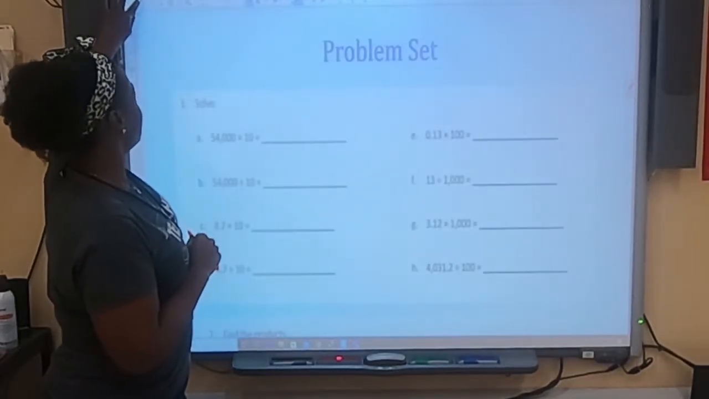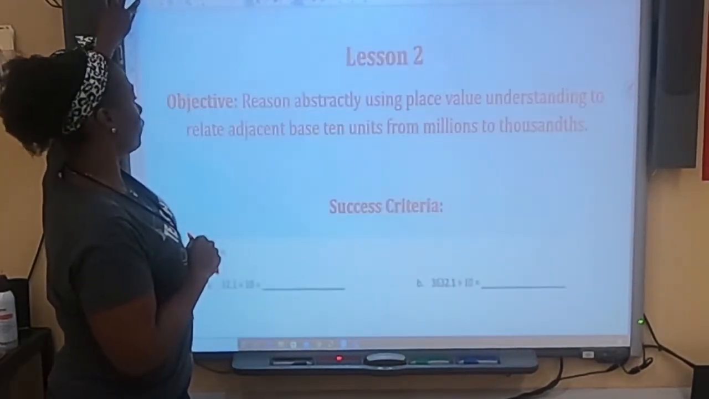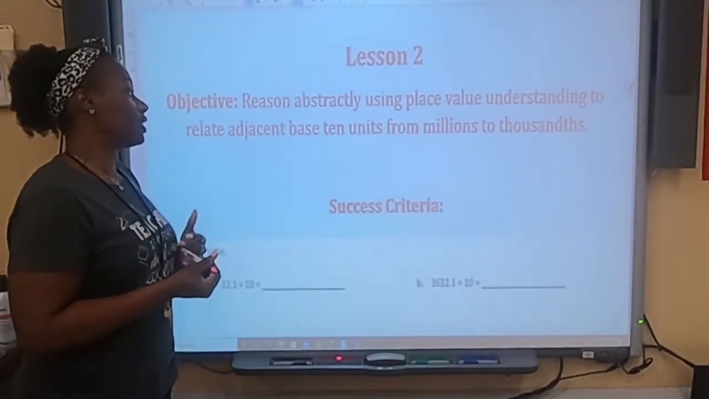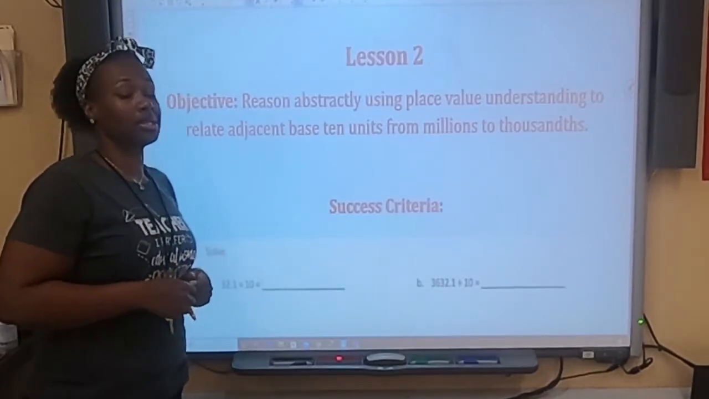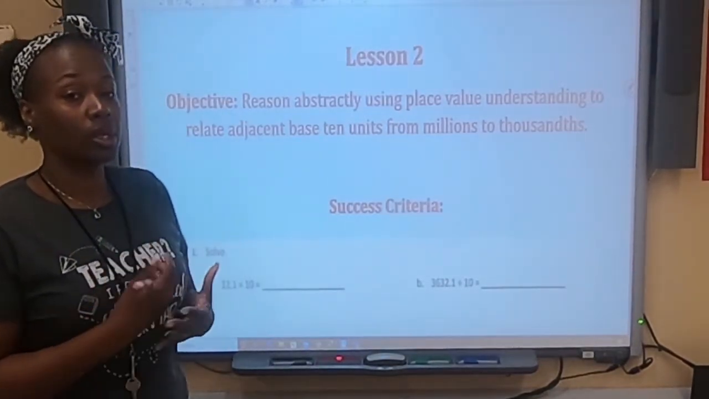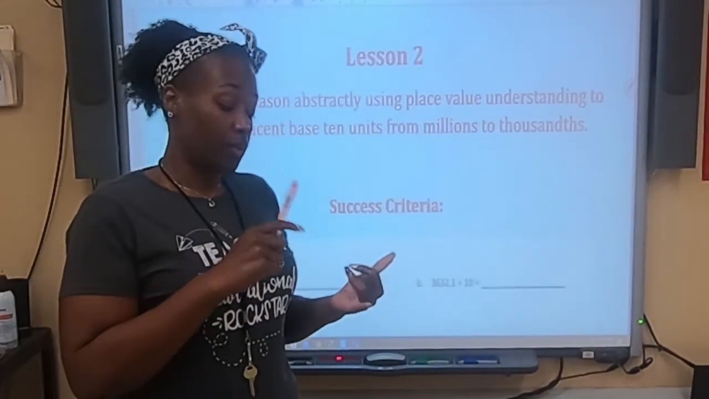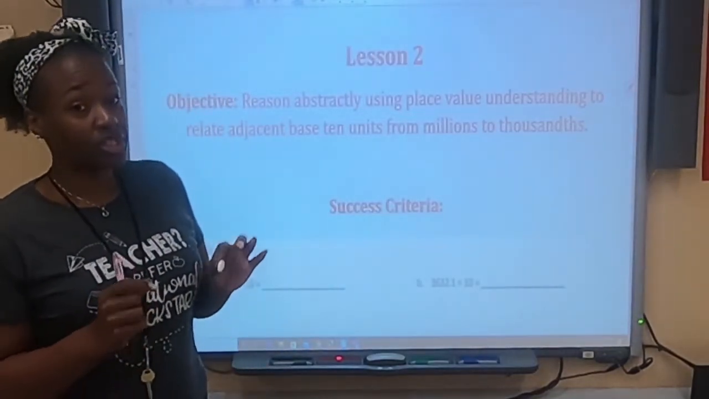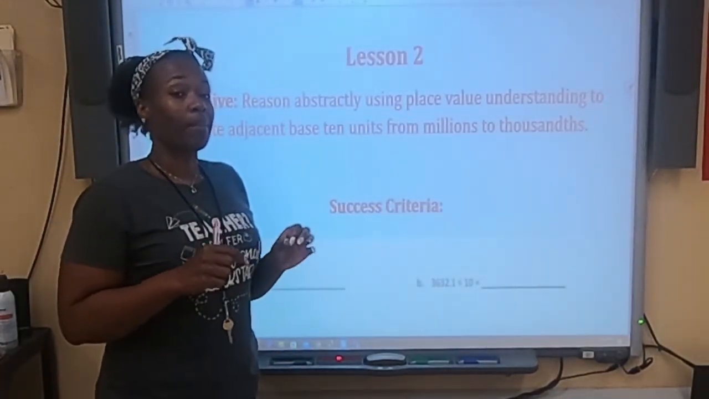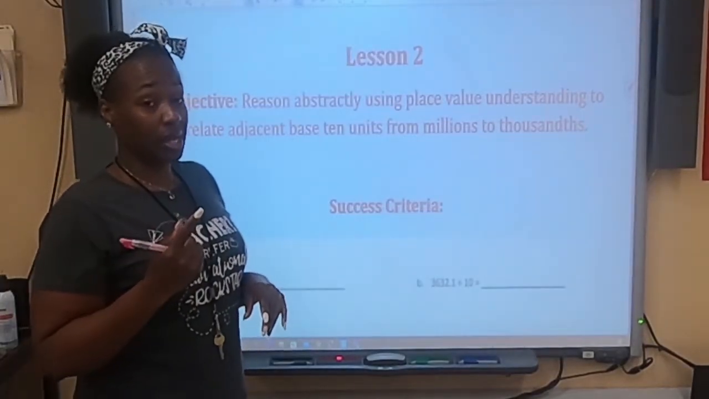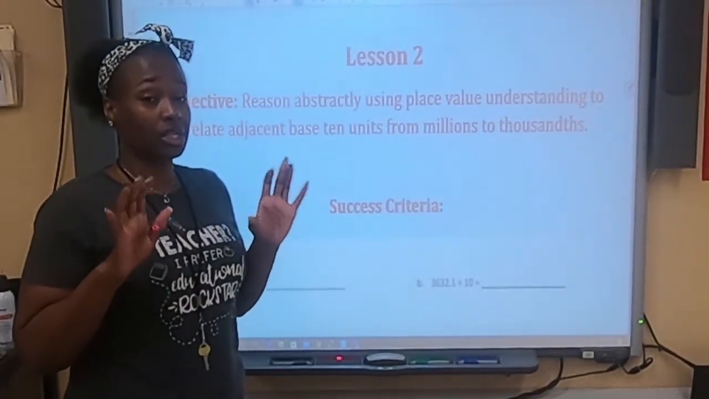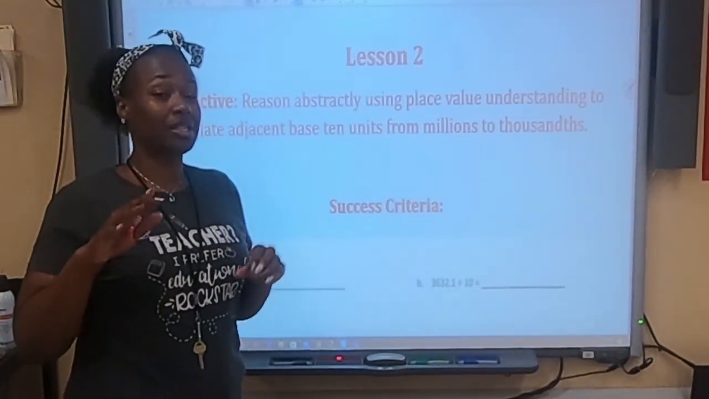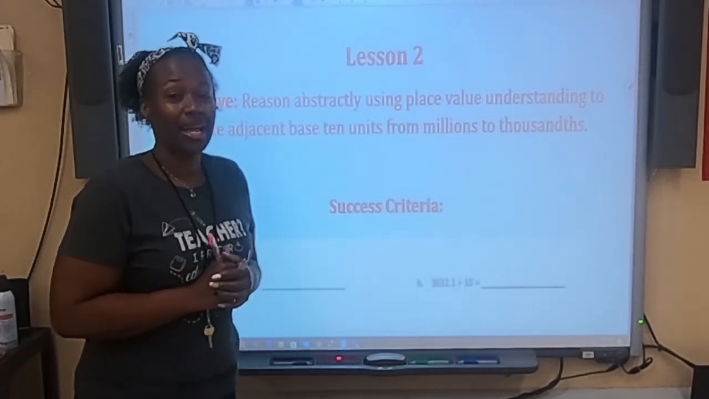All right, that's our lesson 2 for today. Remember, we learned how to reason abstractly using place value understanding to relate adjacent base 10 units from millions to thousandths, which simply means we learned using that place value chart that when we divide, we're shifting digits to the right. When we multiply, we're shifting digits to the left. When I multiply or divide by 10, I'm shifting 1 time. By 100, I'm shifting 2 times. By 1,000, I'm shifting 3 times. All right, until our next lesson.